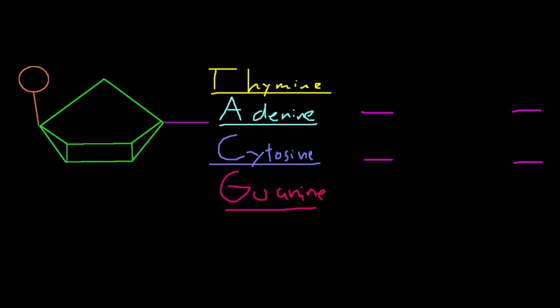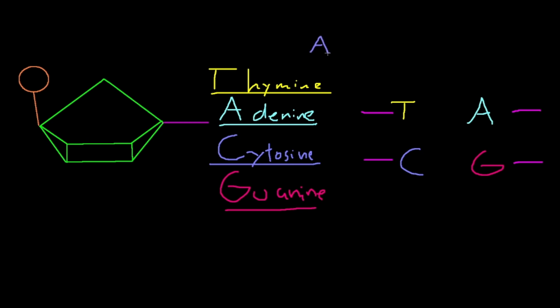Every time we're talking about DNA specifically, T, or thymine, will always pair with A, adenine. And then cytosine will always pair with guanine. So a helpful way to remember this is A and T.